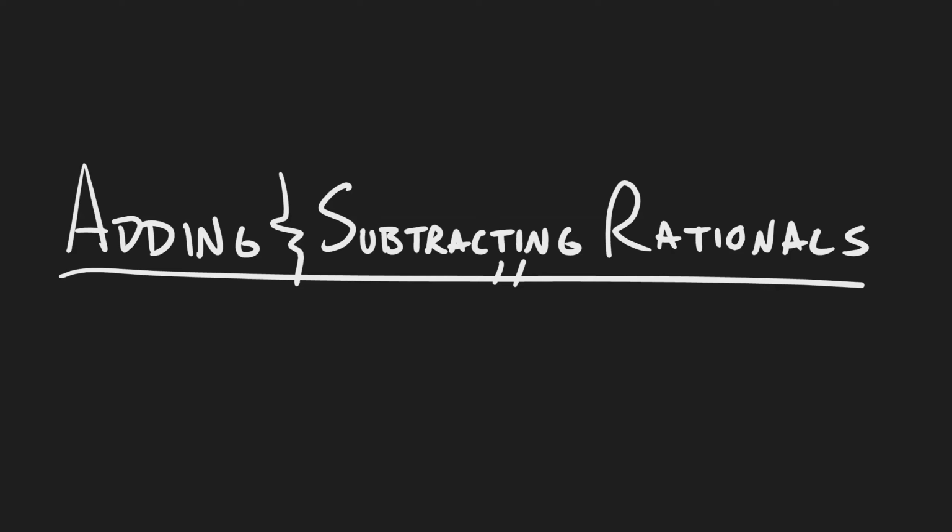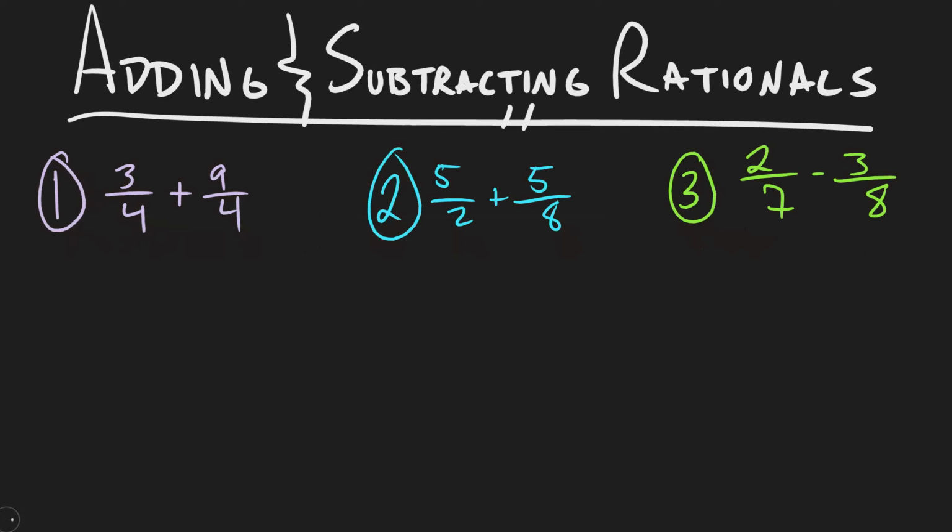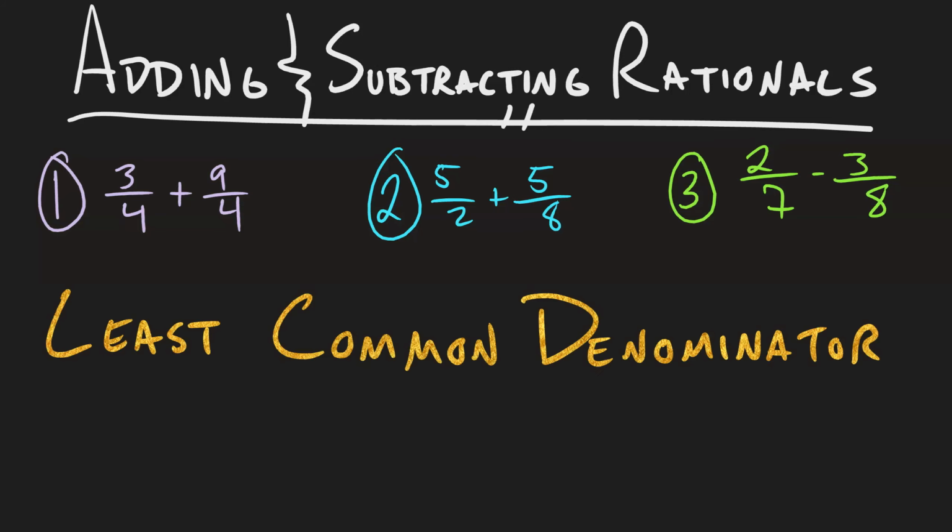Today we're going to be talking about adding and subtracting rational expressions. Let's get to it by starting out with some fractions. Alright, so here we go. What you got to know, whether you're adding fractions or adding rational expressions, is that the key is going to be finding the least common denominator. Let's take a look at some examples here.